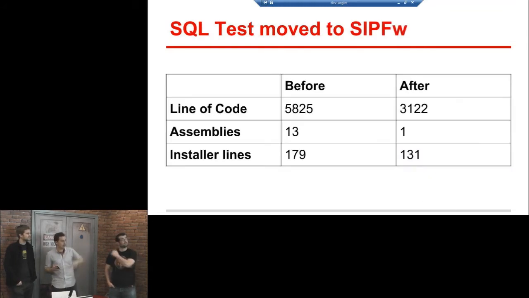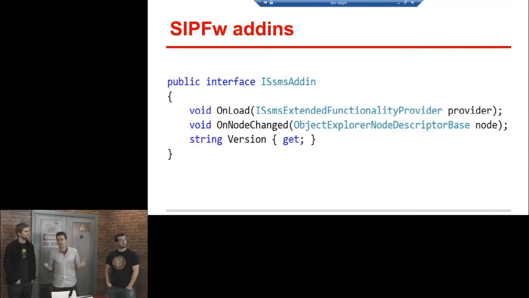So this is an example of some work I did. SQL Test is a dramatic example. I rewrote SQL Test and SQL Search to be add-ins for SSMS at the beginning of this year. And in SQL Test in particular, we see almost half the number of lines of code. The assembly is dramatically reduced, and the installer was simplified. So it's a really good thing. It's as simple as, if you want to do it, you just reference the interfaces, you implement this interface, and you make an entry in the registry and say, hey, load me, and off you go. It's really that easy to be an SSMS add-in.